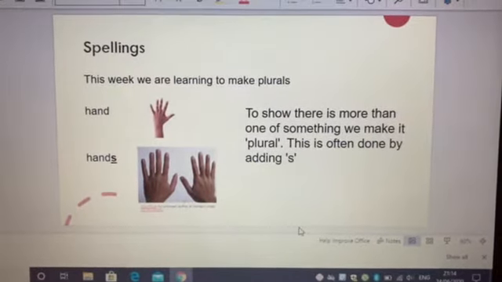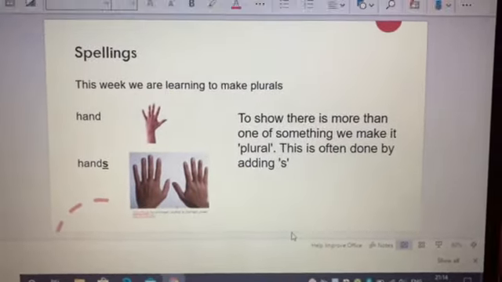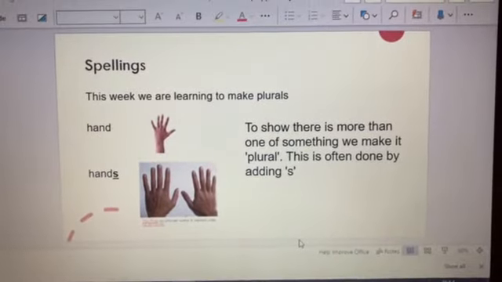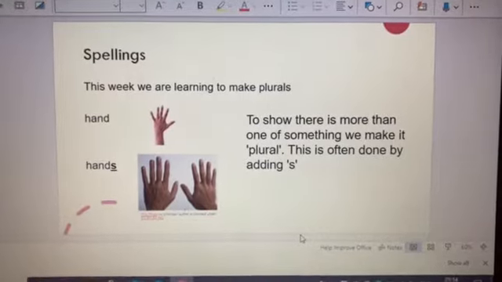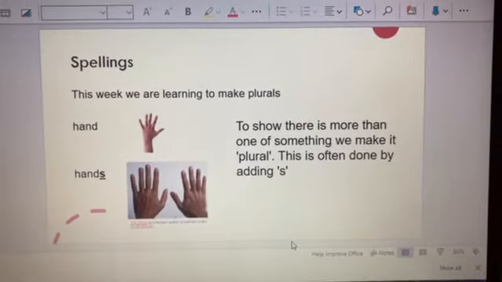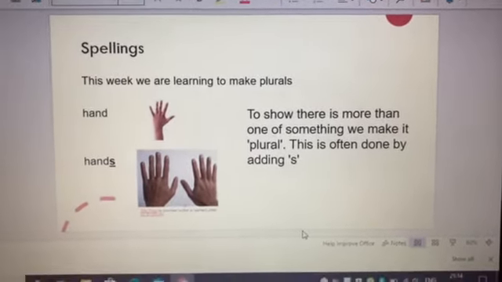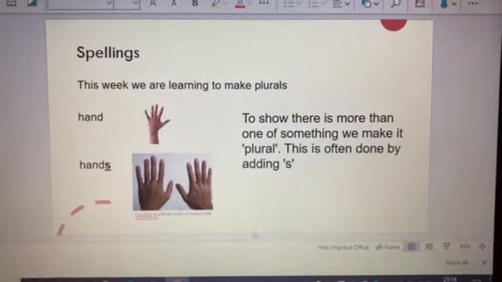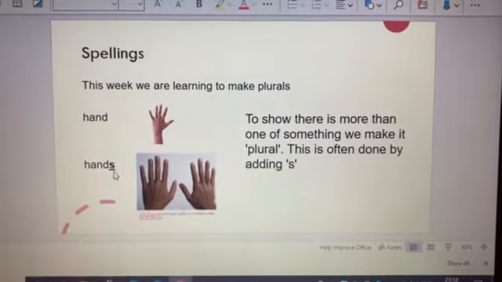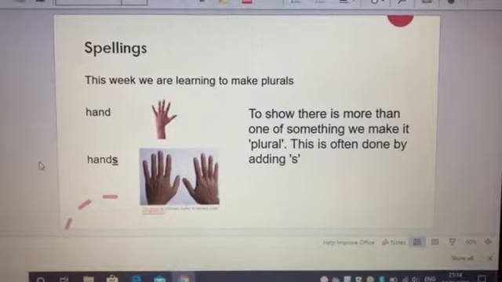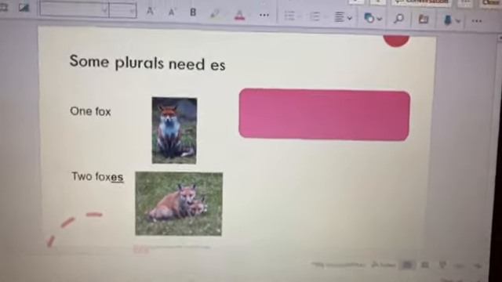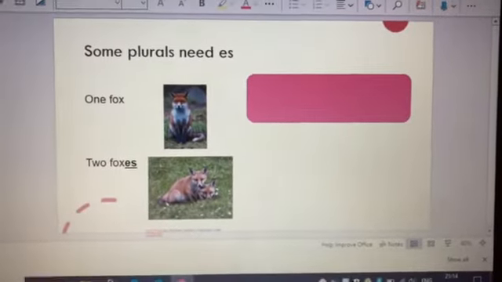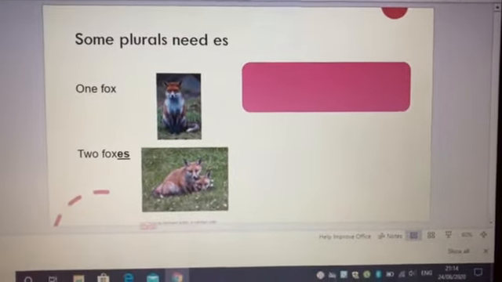Okay, I'm going to point out some of the things that we need to add. Cat becomes cats, and pen becomes pens, door becomes doors. So it's adding that suffix to show there's more than one of something to make a plural. But sometimes just adding S isn't good enough. So today I particularly wanted to talk to you about when we need to add more than one letter.